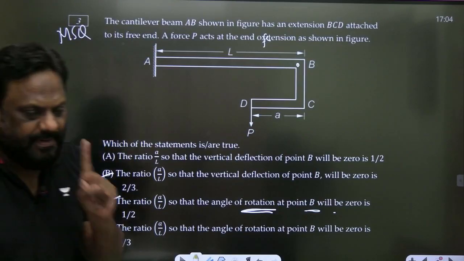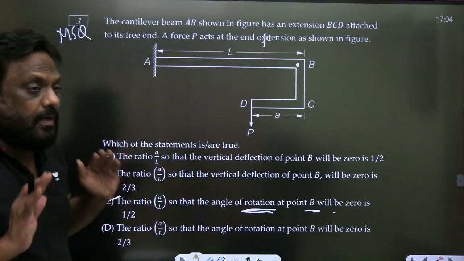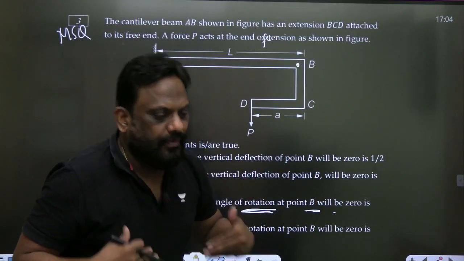So options B and C are correct. Now let us go to the next question without wasting time.